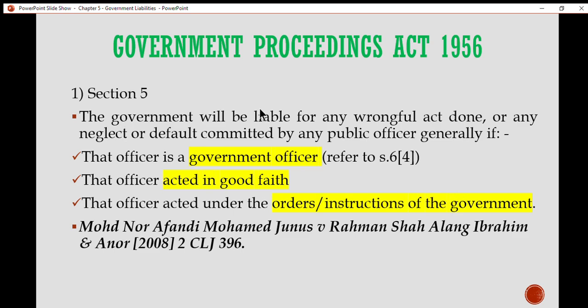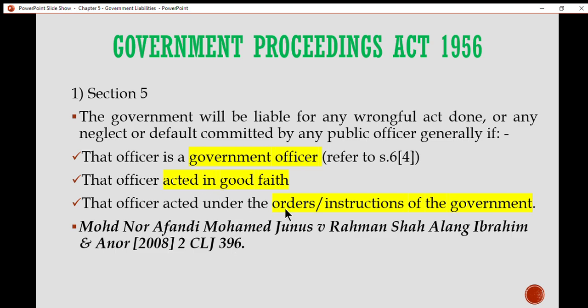First, you must prove that the officer who committed the tort against the public is a government officer. Second, he has acted in good faith, meaning that he has exercised reasonable skill to avoid negligence, for example. And then he must have acted under the orders or instructions. For example, when he committed negligence, we must prove that it was in the course of his employment.